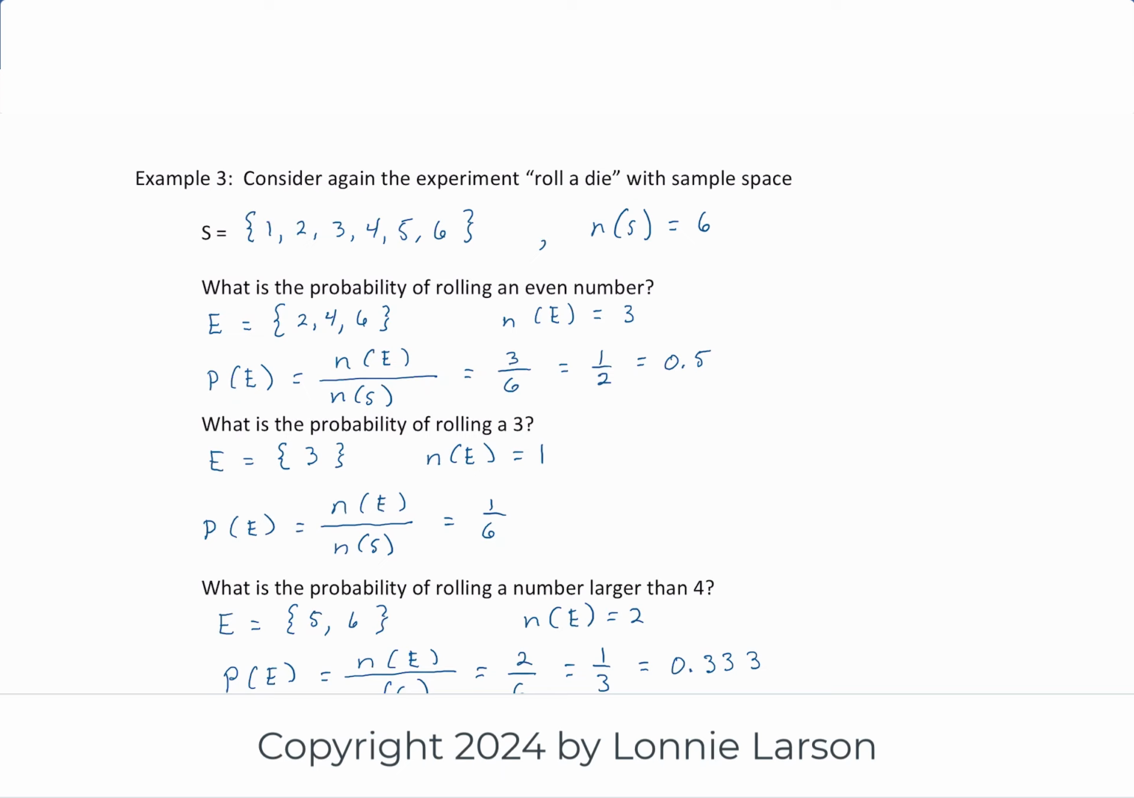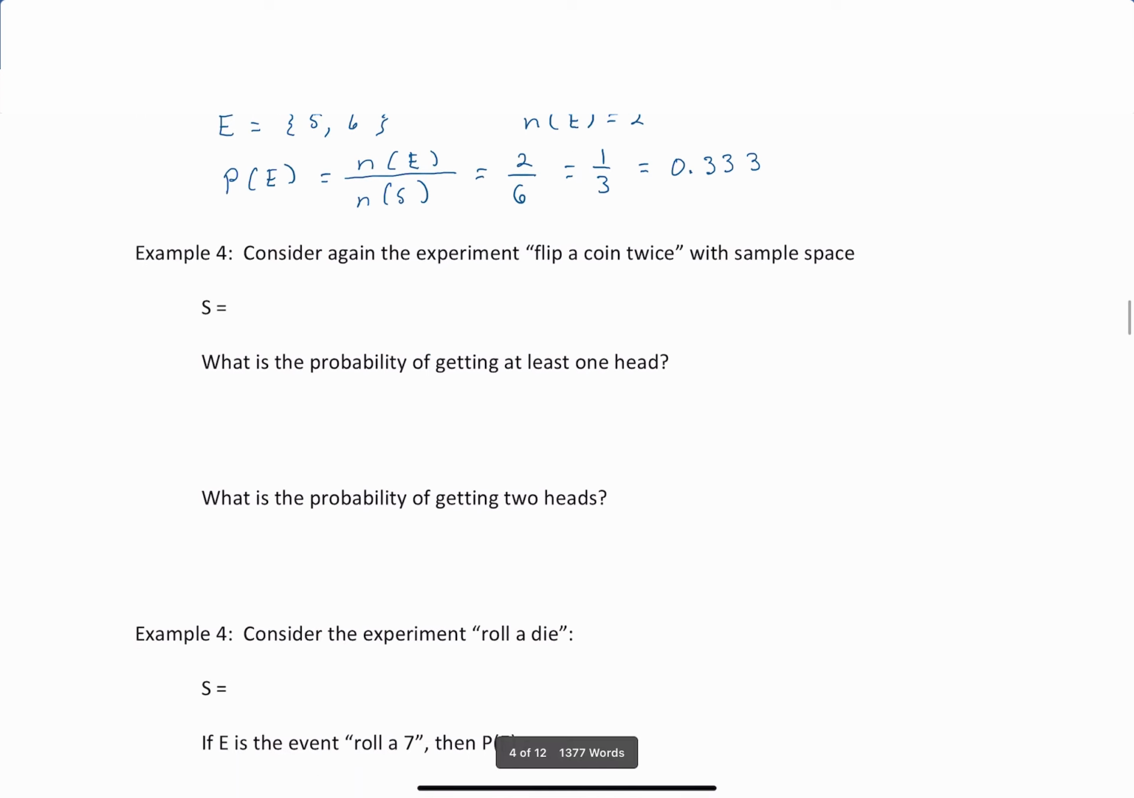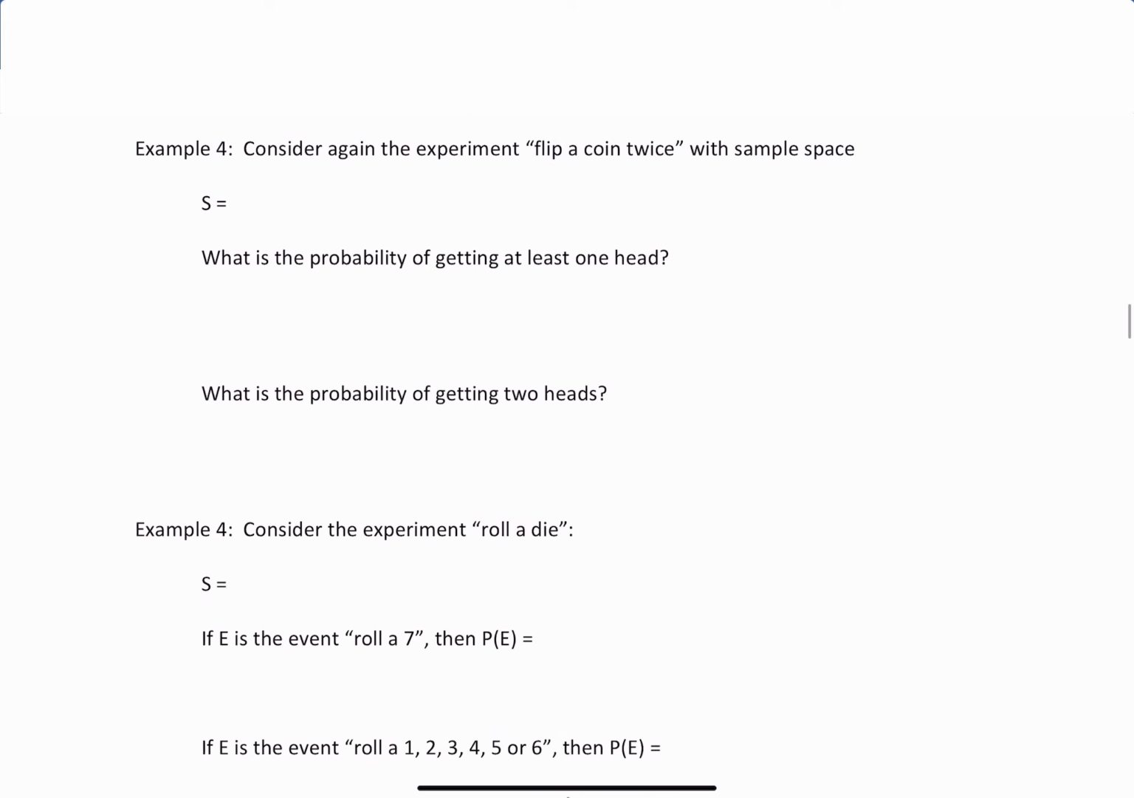Let's consider again now the experiment flip a coin twice. So the sample space for that was heads, heads, or first heads, then tails, or first tails and then heads, or possibly tails and then tails. Notice the number of items in our sample space is 4. What's the probability of getting at least one head?